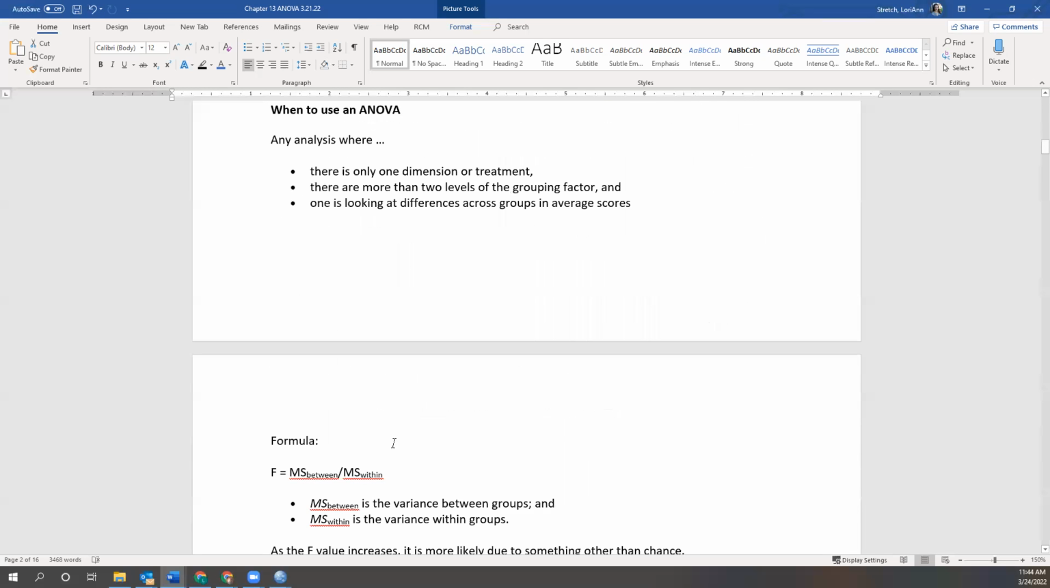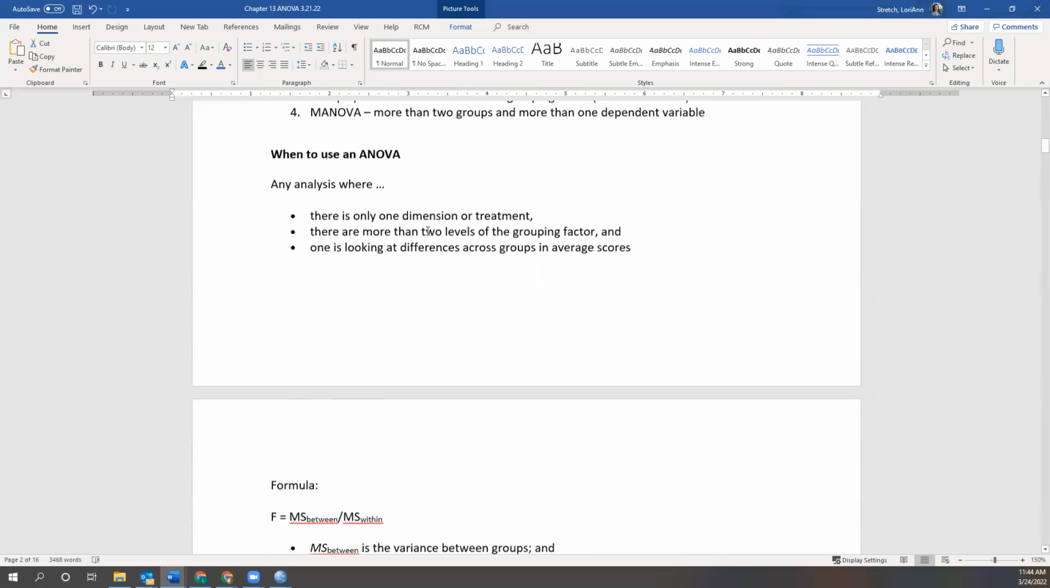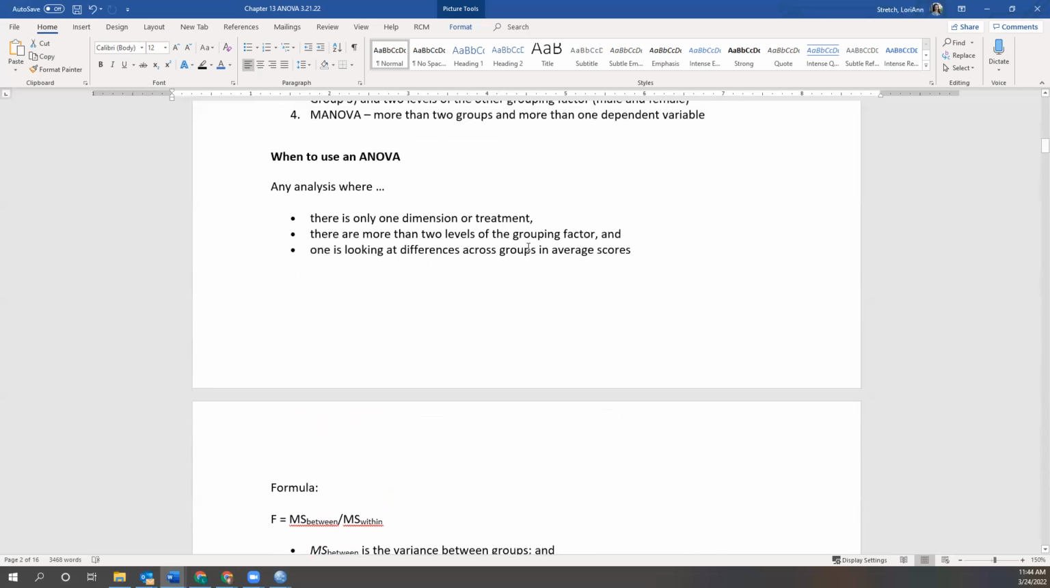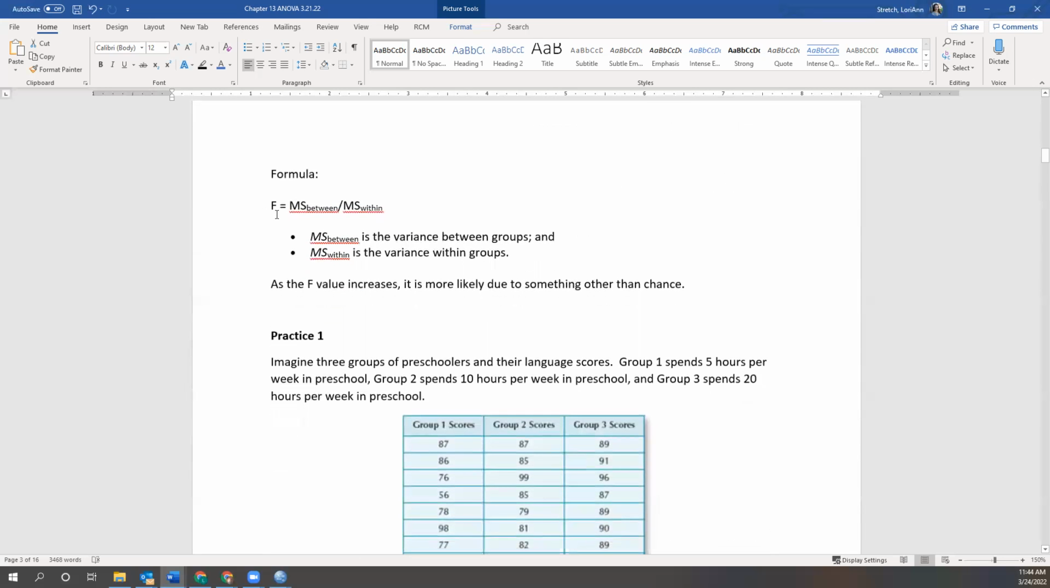So let's go through an ANOVA, okay? One of the things that's important to know is that we're going to have our treatment. We'll have more than 2 levels of a grouping factor, so more than 2 groups, and then we have to look at differences across their average scores or means. The F statistic formula is the sum of means between and the sum of means within, which is the same as saying the variance between groups and the variance within groups.